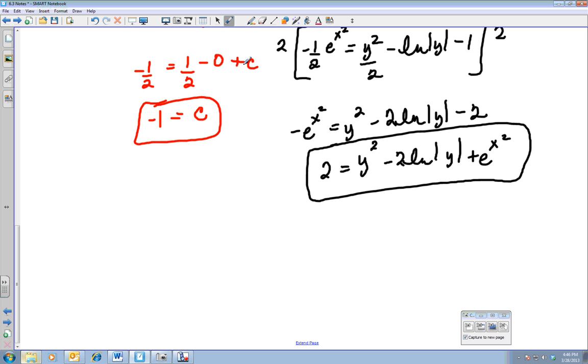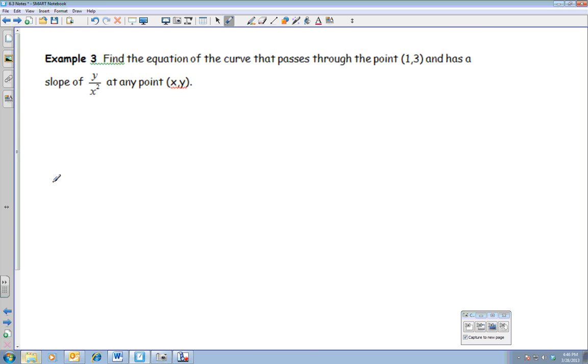Okay, last one. Find the equation of the curve that passes through the point 1, 3 and has a slope of y over x squared at any point x, y. Okay, so first of all, they said the slope is this. Well, slope means y prime is this. So remember, y prime is just another way to write dy dx. So here's my y prime.